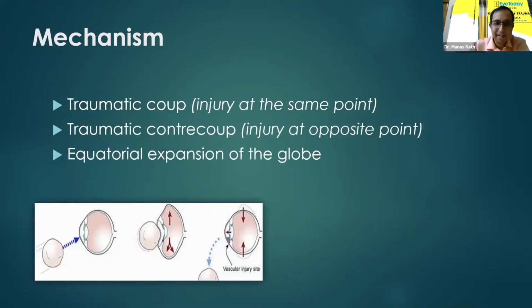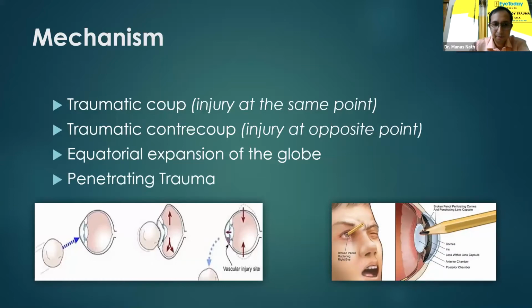So whenever the anterior surface of the eye is hit by a blunt object, there will be shortening of the anterior posterior diameter along with expansion of the equator, as you can see in this picture here. Because of this equatorial expansion, there will be stretching of the zonules, leading to disruption of the zonules and even subluxation and dislocation of the lens. It can also lead to even rupture of the anterior or the posterior capsule of the lens. This equatorial expansion can also lead to damage to either the retina or choroid as well.